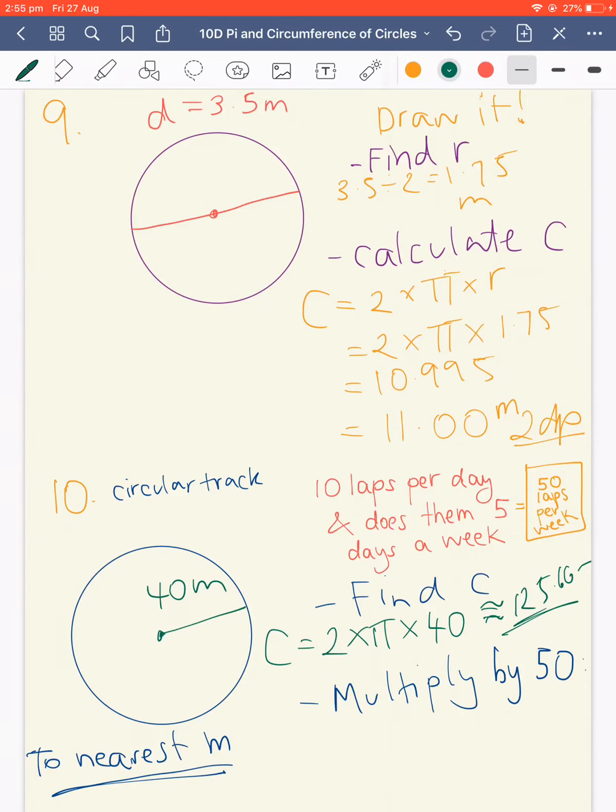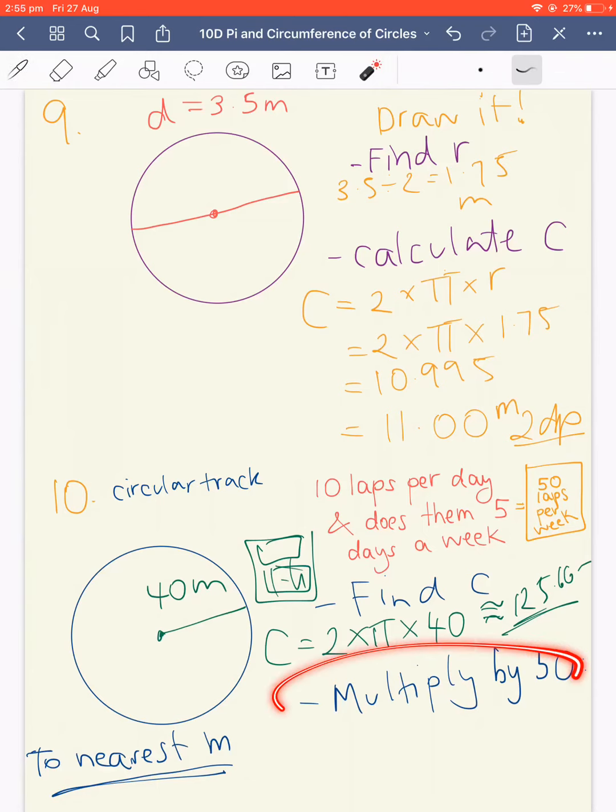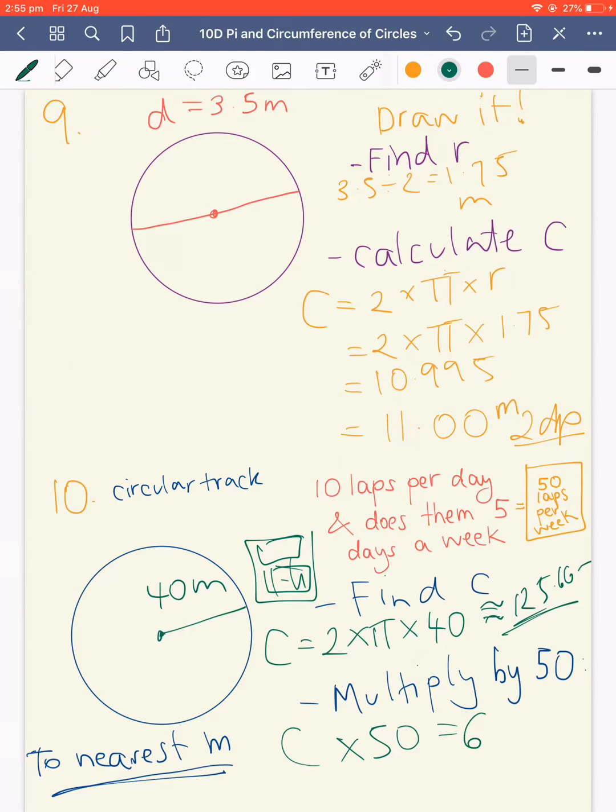And you need to keep that in the calculator. Reason for that is we still haven't finished to do this next step. So to do this next step, we now go and multiply by 50. So if I then multiply my answer by 50, I end up with the following answer, which is 6283 meters, and that is to the nearest meter.